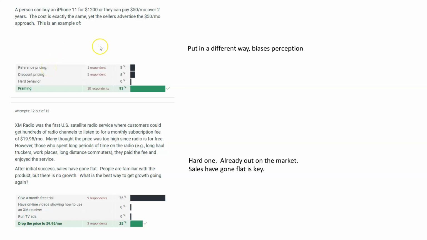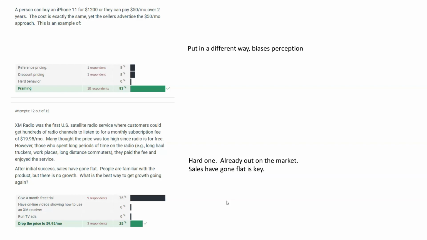Reference pricing is that you see a price and then the new price you compare to it. Well, the prices are exactly the same, and that's why it's not reference pricing. Because why would you pick one approach over the other if they're exactly the same? So XM Radio, and this is actually based on a true story, was the first satellite radio service.